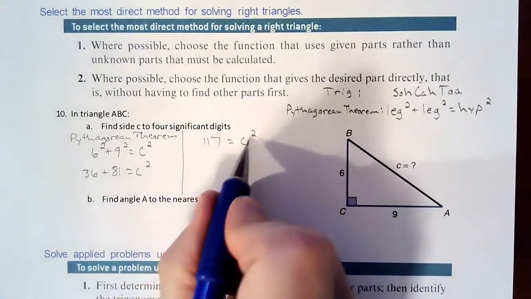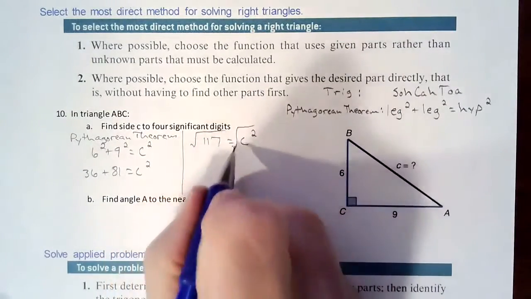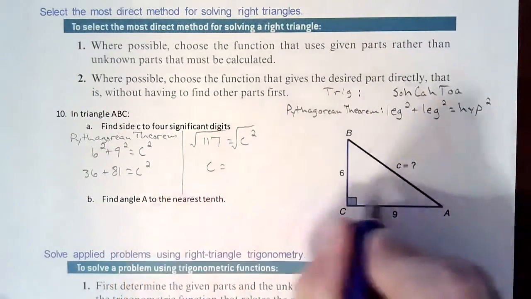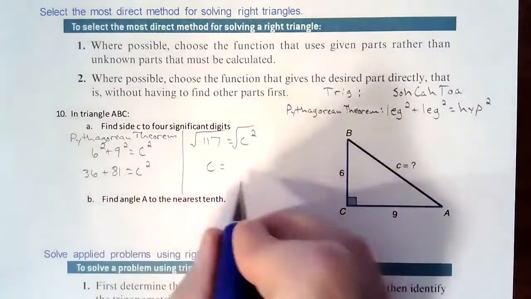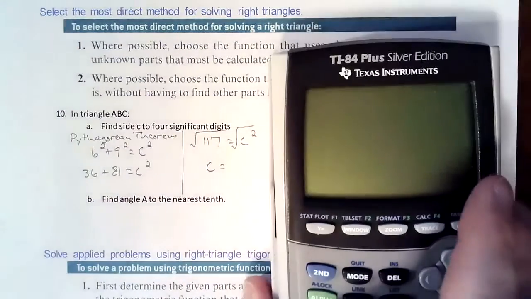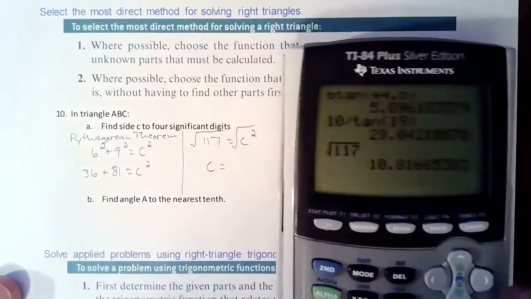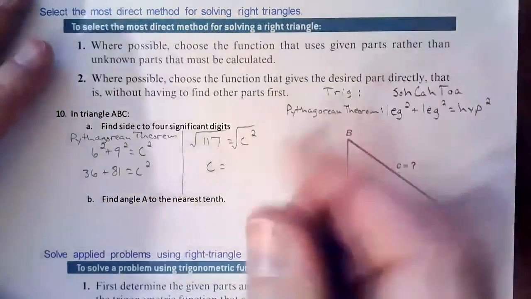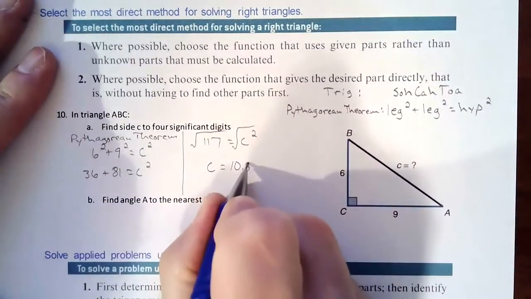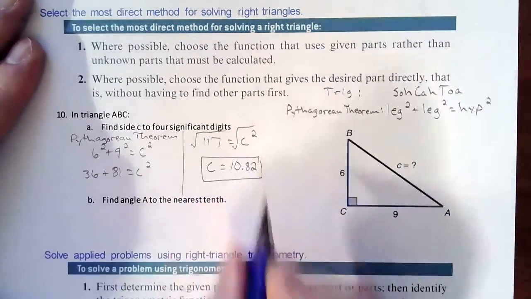And then we're going to undo the square on the c by square rooting both sides. So if you throw that into a calculator, that would get us the hypotenuse length, and we're going to go to 4 significant digits. So let's find that out. Square root of 117 is going to get us 10.82. So there's your 4 significant digits, 10.82. They didn't have a label to it, so we'll just leave it at 10.82.